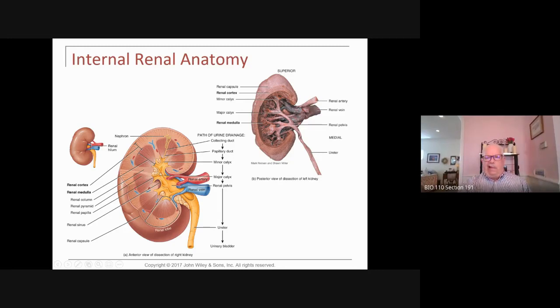The majority of filtration of blood to form urine occurs in the cortex and in the medulla, and then the urine is collected into the collecting duct, going through the papillary duct and the calyces, the minor and major calyces, into the renal pelvis, into the ureter. Just like the flow of food in the digestive system from the mouth to the anus, I want you to know the flow of urine from the cortex to the ureter. And we'll talk about that pathway in a few minutes.